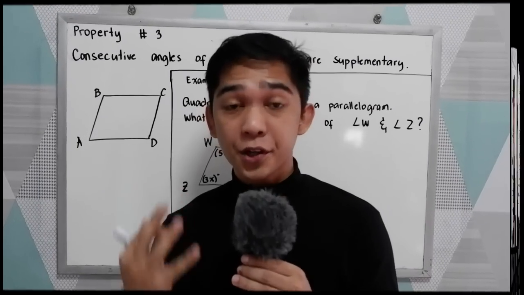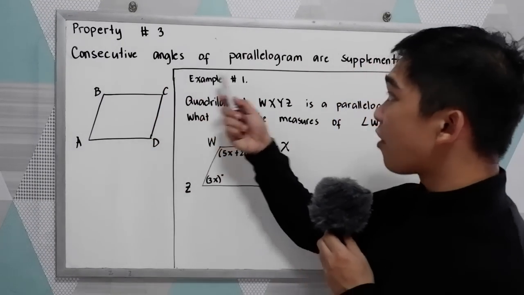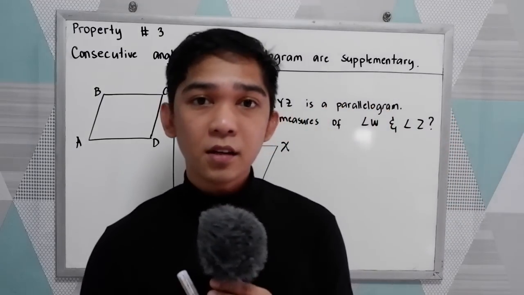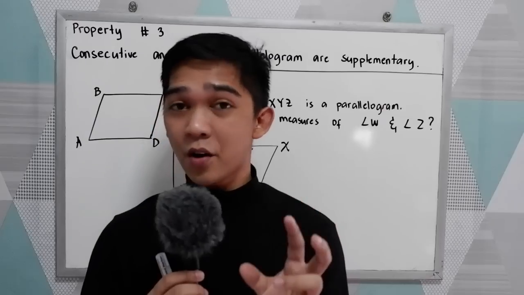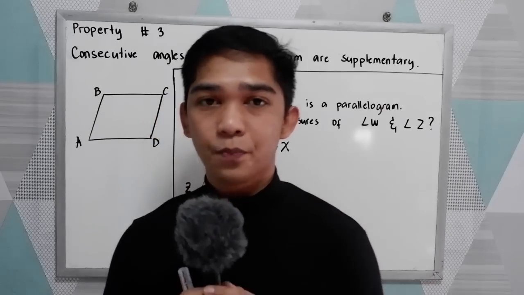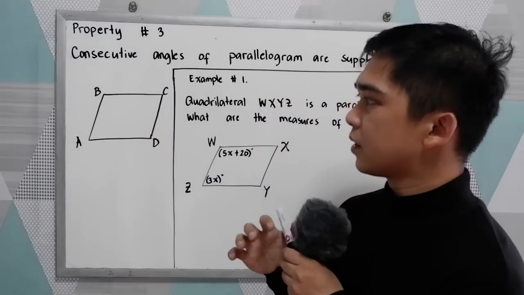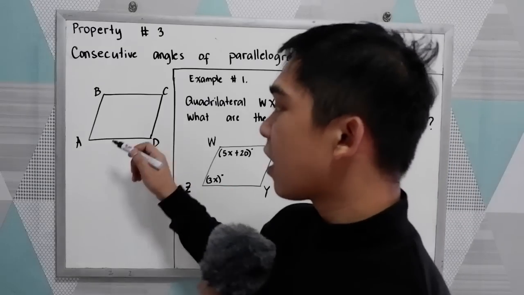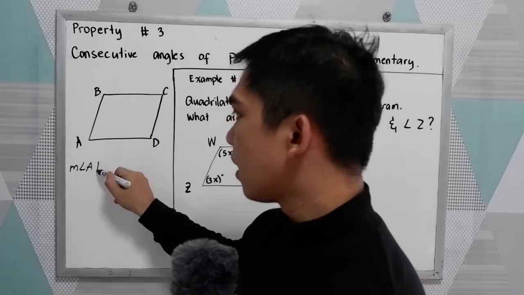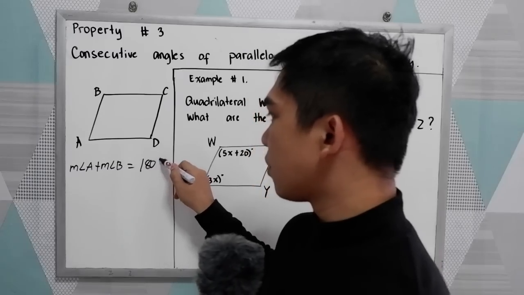Now let's have our third property of a parallelogram. Consecutive angles of a parallelogram are supplementary. When we say supplementary, the two angles add up to 180 degrees. So let's say we have our parallelogram ABCD. So the consecutive angles are A and B. So the measure of angle A plus the measure of angle B is equal to 180 degrees.